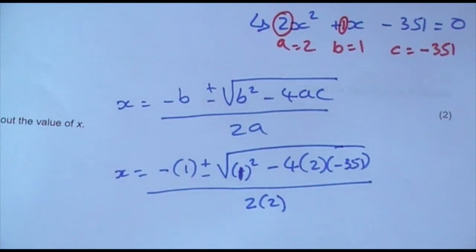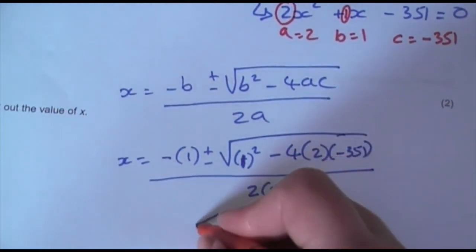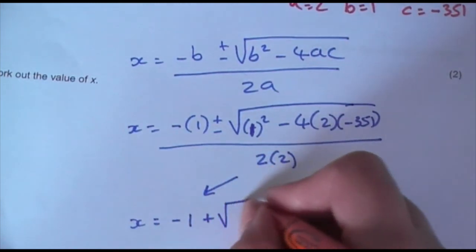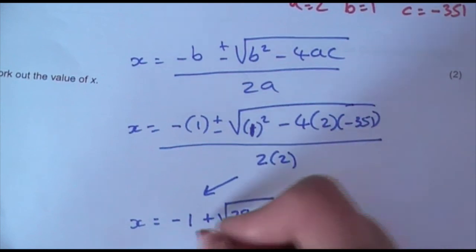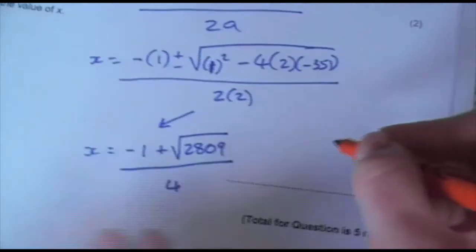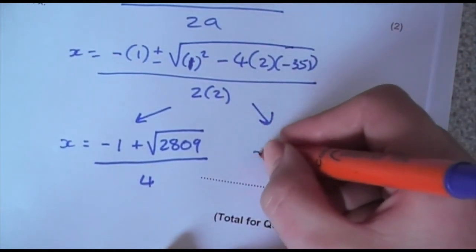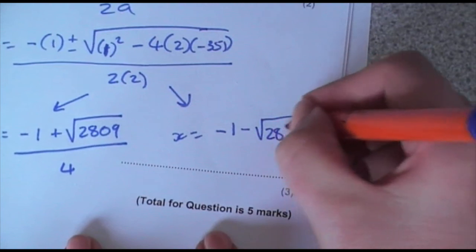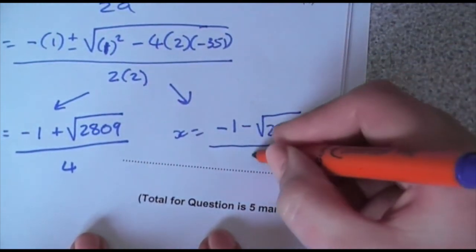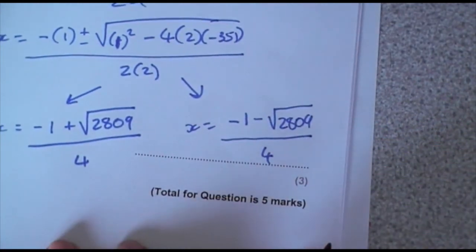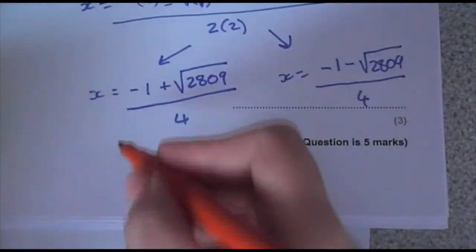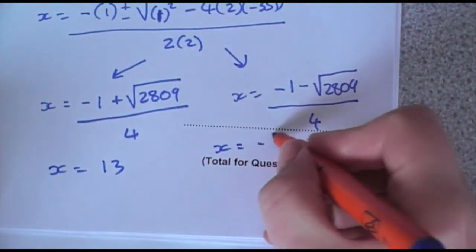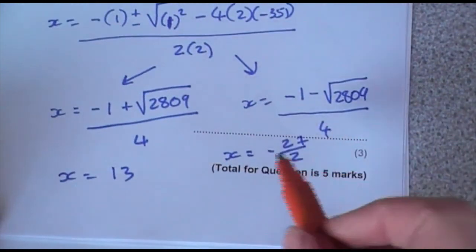So when you go ahead and put that into your calculator, what you'll end up with is x equals negative 1 plus the root of 2,809 all over 4. So that'll be the positive one, and for the negative we'd have x equals negative 1, take away the root of 2,809 all over 4, and that then gives me corresponding solutions of, so the solutions are x equals 13, and for this one x ends up as negative 27 over 2.